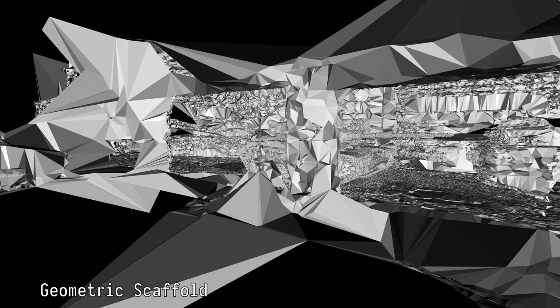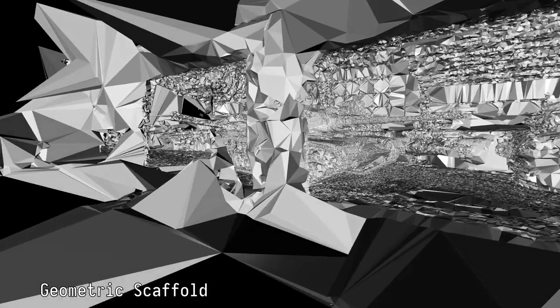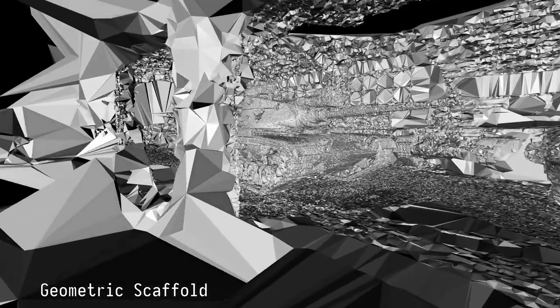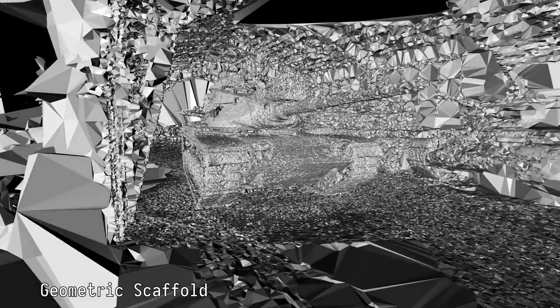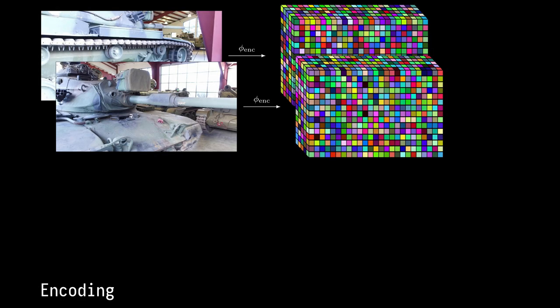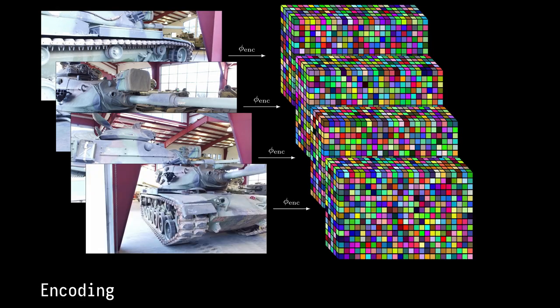Our method aggregates feature vectors projected from the source images directly on a 3D scaffold of the scene. To construct the geometric scaffold, we use structure from motion, multi-view stereo, and surface reconstruction. Each source image of the scene is encoded by a convolutional network to produce a tensor of features.